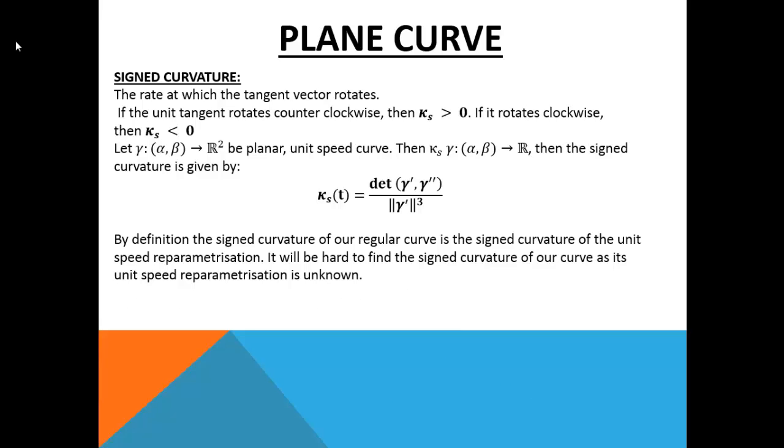There is also another type of curvature which is defined only for the plane curves, and that is the signed curvature. It measures the rate at which the tangent vector rotates. If it is positive, then the curve is moving counterclockwise, and otherwise if negative. We have the formula for the signed curvature of a planar unit speed curve shown on the slide. It is just the curvature of a planar unit speed curve without the determinant on top. We can find the signed curvature of a regular curve by first reparameterizing the curve to unit speed, and then find the signed curvature using the formula given. However, for our curve, as mentioned earlier, it has an unknown unit speed reparameterization because of the elliptic integral. So it will be hard for us to find the signed curvature of our curve.